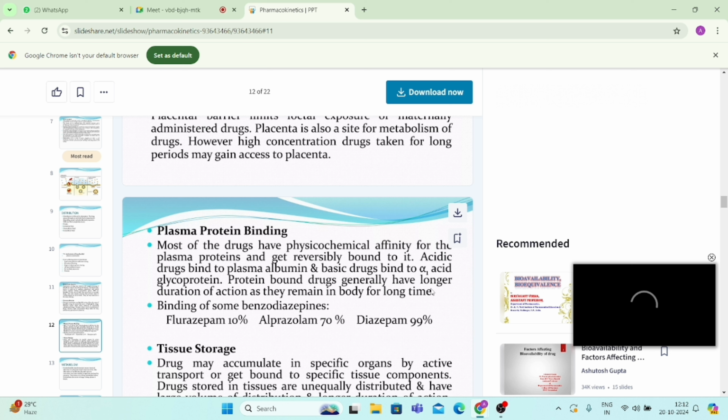Albumin, and basic drugs will always bind to alpha 1 acid glycoprotein, and we say they'll also be binding to other receptors, not only this albumin or alpha 1 acid glycoprotein.